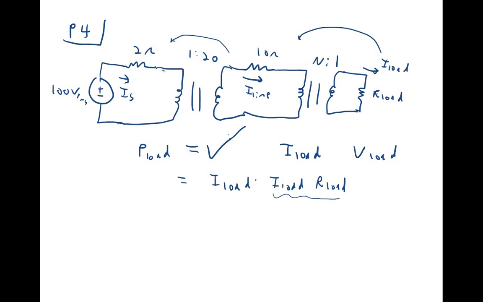And so IS consequently will also be a function of N. So that's one way I can translate the currents all the way across. Now I could do the same thing with voltages. However, you have to be careful.